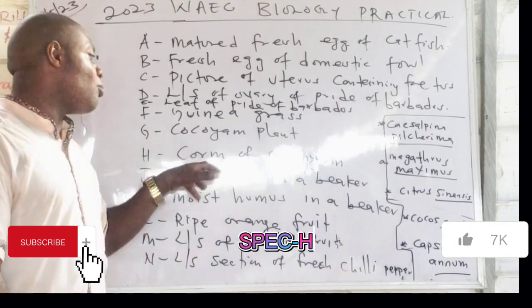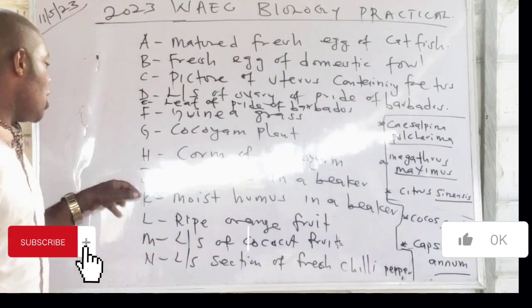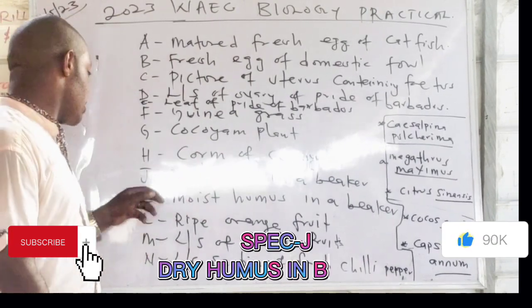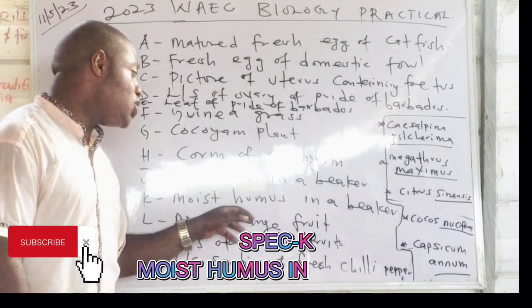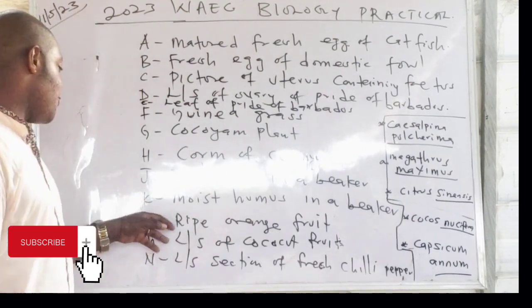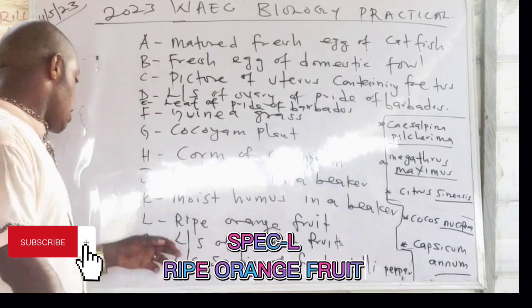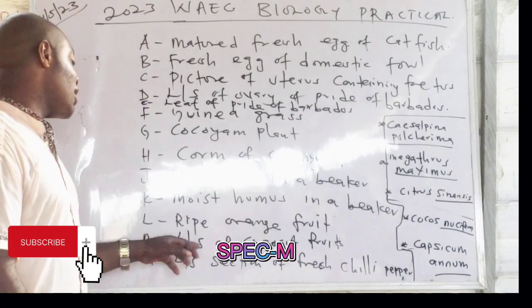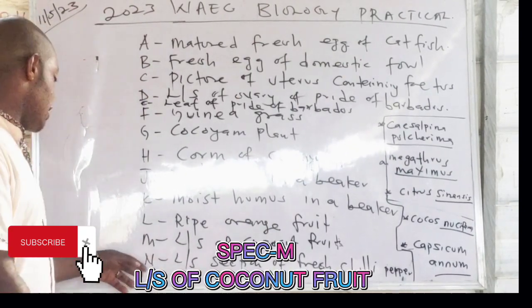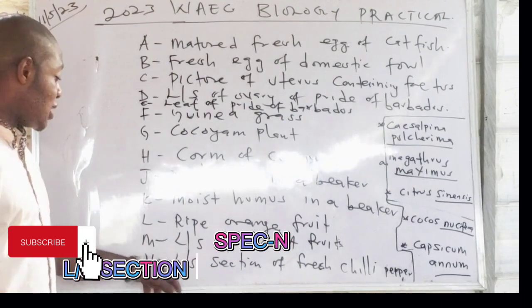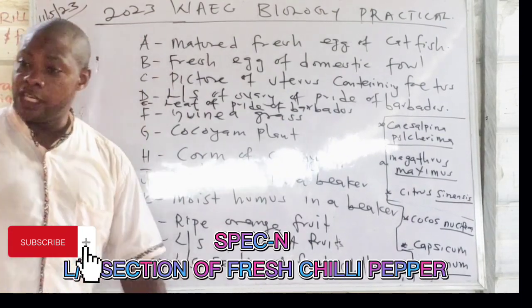H, we have corm of cocoyam. J, we have dry humus in the beaker. K, we have moist humus in the beaker. L, we have ripe orange fruits. Then M, we have longitudinal section of coconut fruit. Then N, we have longitudinal section of a fresh chili pepper.